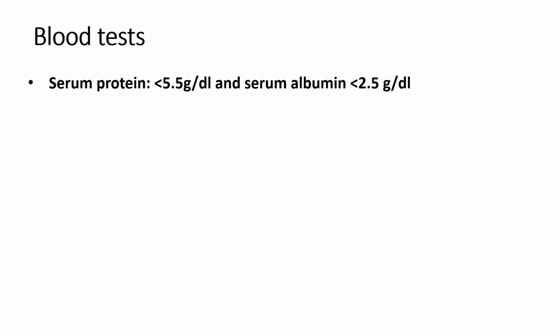In blood tests, serum protein levels will show that total serum protein is less than 5.5 gram per dl and serum albumin level is less than 2.5 gram per dl, and serum cholesterol will be high because of hyperlipidemia. It is more than 250 milligram per dl, which is characteristic of NS.